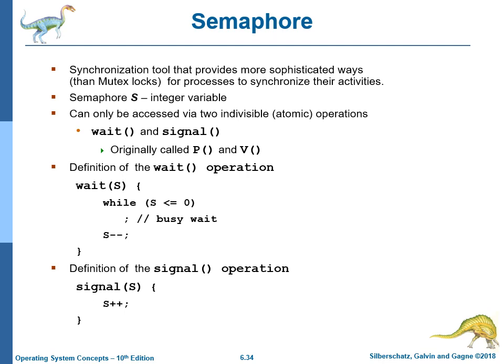So, in addition, in the case of wait(S), the testing of the integer value S, that is S less than or equal to 0, as well as its possible modification S minus minus, must be executed without interruption. So, dia boleh keep continuing tanpa berlaku interruption. So we can see that these operations can be implemented, and how the semaphore is being used.